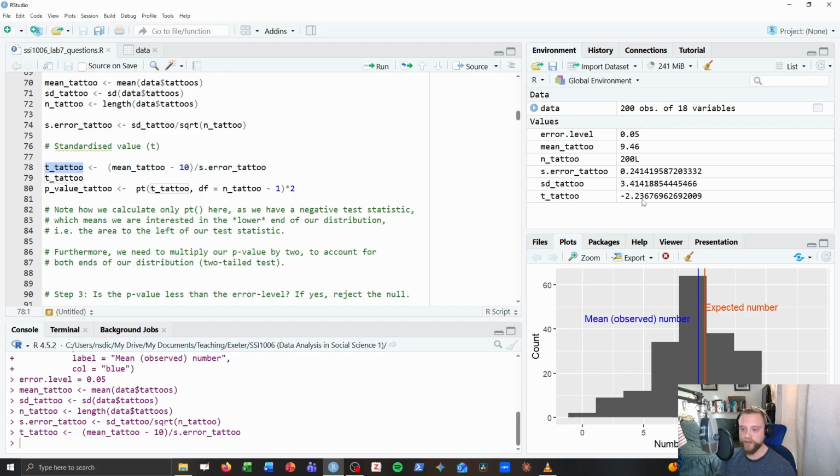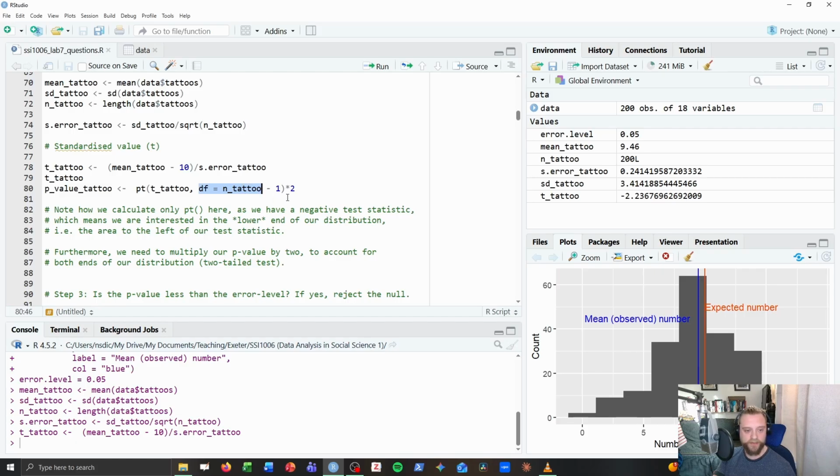Now, this is what's called our t-statistic, and this is a general example of something we're going to see in all the tests that we use, which is a test statistic. And our test statistic is then what we put into our probability distribution. So here we've got the distribution pt, so probability on the t distribution. So we saw pnorm or pbinom. We've used those ones in previous labs.